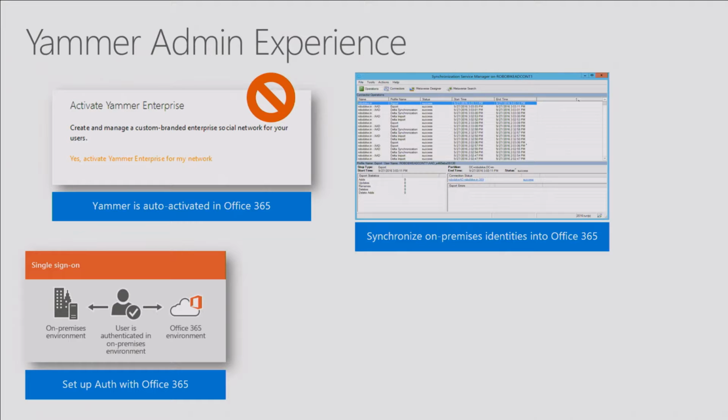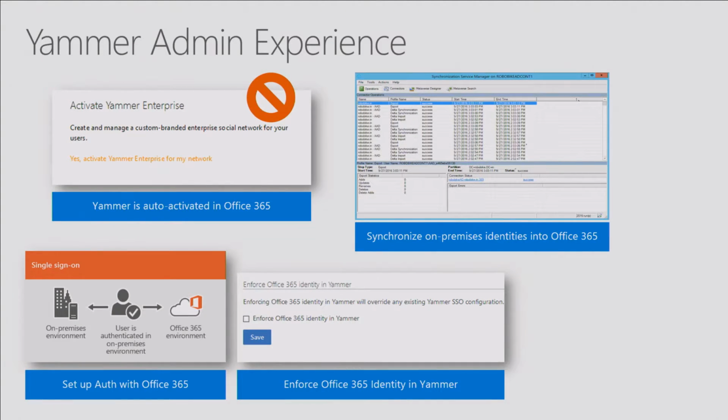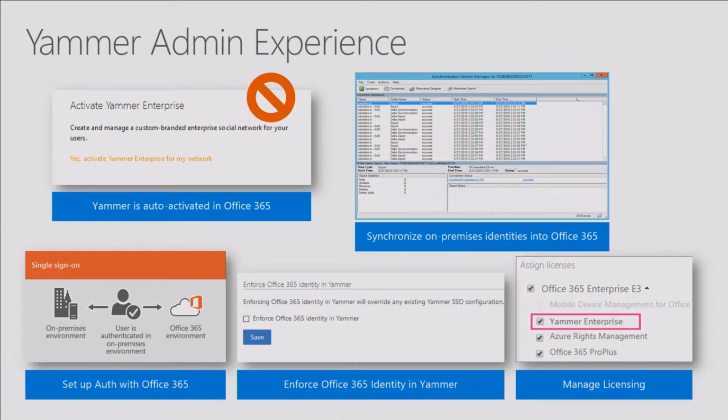You will set up Office 365 sign-in from the Yammer admin page. Again, once you do that, all users authenticate into Yammer using their Office 365 credentials. You will go ahead and enforce identity just using that one single checkbox. There's not much to do over there, okay? And then finally, from a licensing perspective, there's the ability of managing Yammer licensing directly from Office 365. So these 5 things are the big pillars, if you will, from an admin experience perspective.